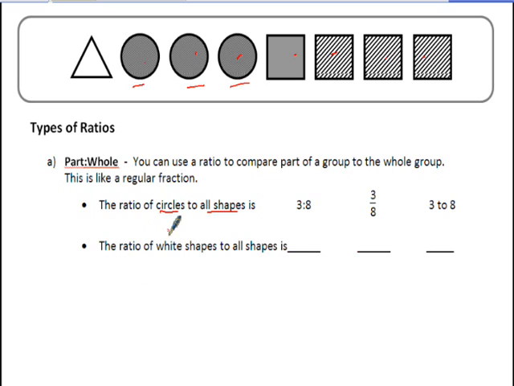Now let's take a look at the ratio of white shapes to all shapes. If we notice, there's only one shape here that's white. So it's 1, and we already counted the total shapes in the last question, so we remember that it's 8. So 1 to 8, 1:8, and 1/8. Alright, so the first type of ratio is looking at a part of the group compared to the whole group.